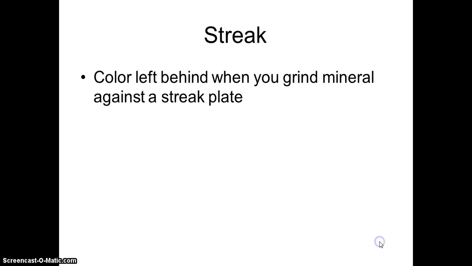Okay? So let's talk about streak. Streak is the color left behind when you grind a mineral against a streak plate. Now, you should be writing this down on your notes, your note-taking guide while we go. There's boxes for the different properties. So streak is when you actually grind it. So some of you did that today in class with one of the minerals. You actually rubbed it against your paper, and that's sort of the same thing. Okay, a streak plate is made of porcelain.